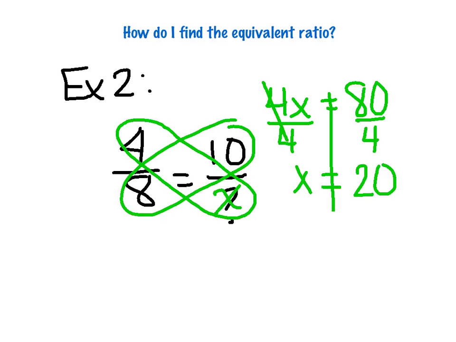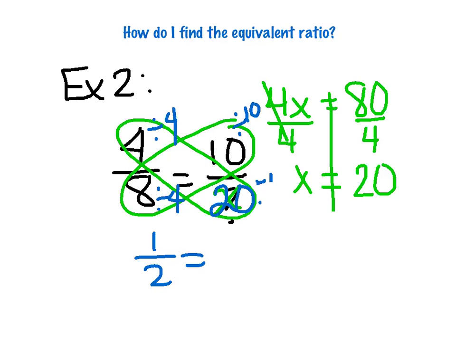So if you wanted to check to see if you did this one right, let's just put 20 down here. 4/8 in simplified terms, I'd have to divide by 4. I'd have 1/2. Is that equal to 1/2? Yep, I did it right. So my term is 20.